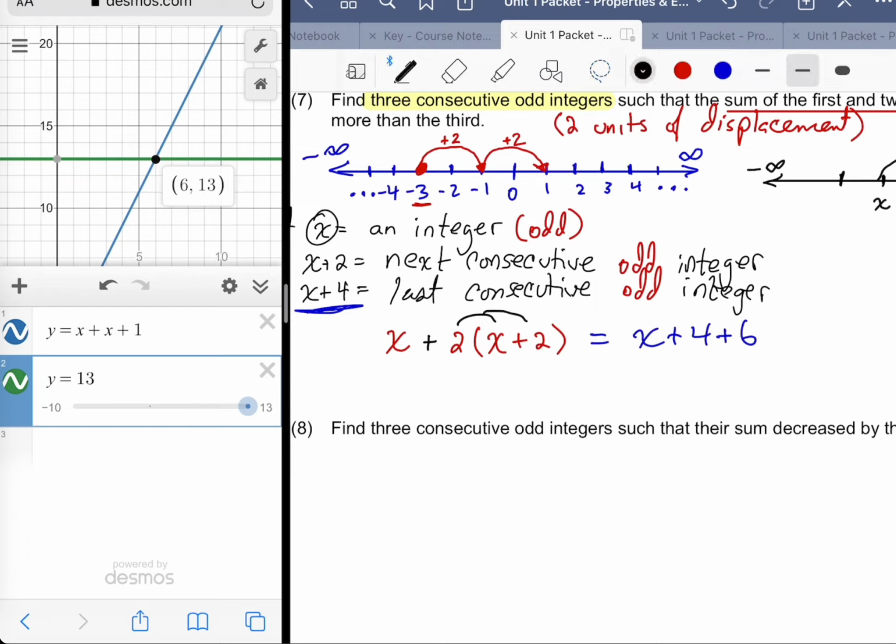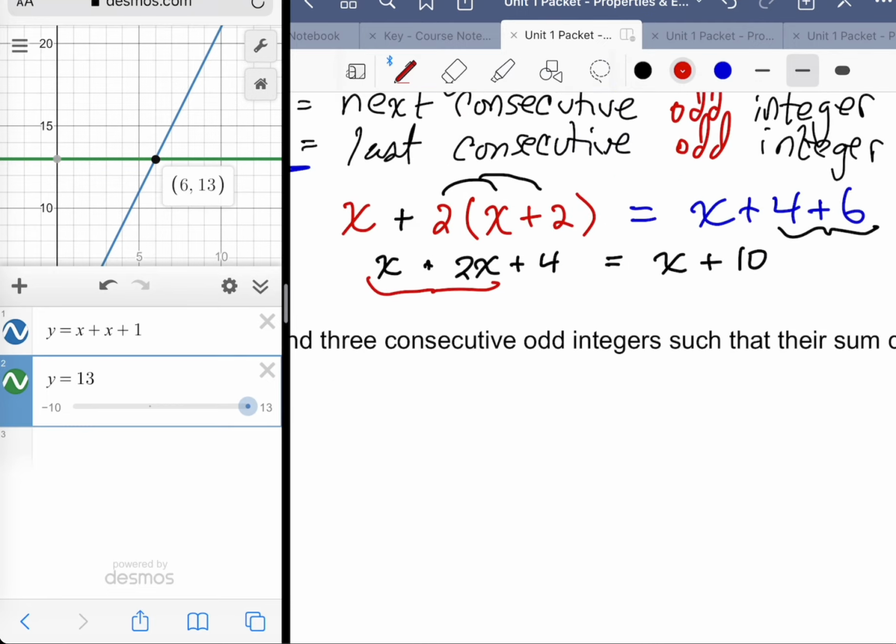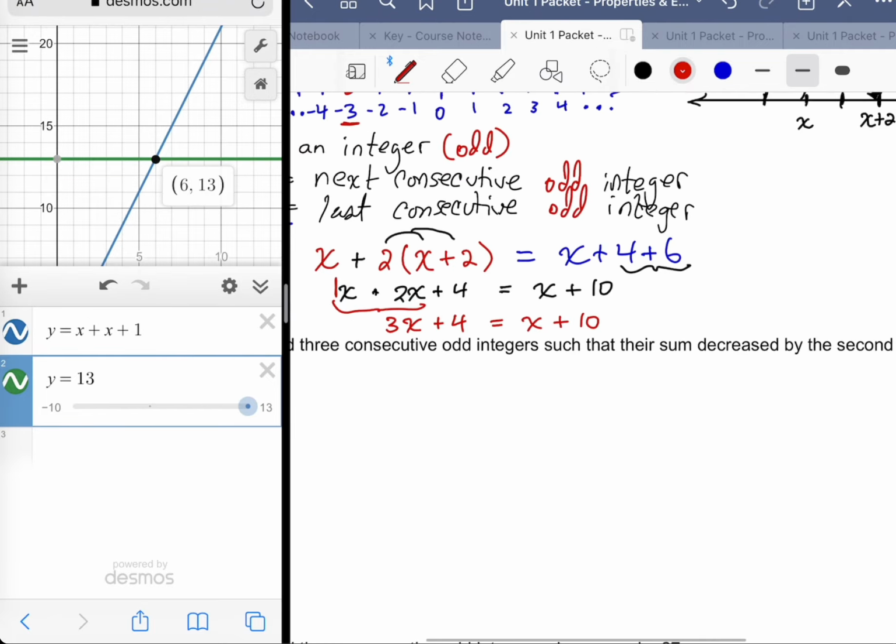All right. So I'm going to distribute. 2 times x is 2x. 2 times 2 is 4. On the right-hand side, I have some like terms that can be combined. x plus 10. All right. On the left side, I still have some like terms that can be combined. I have an x and a 2x. All right. 1x, assumed 1 coefficient. 1 plus 2 is 3. So 3x plus 4 is equal to x plus 10.